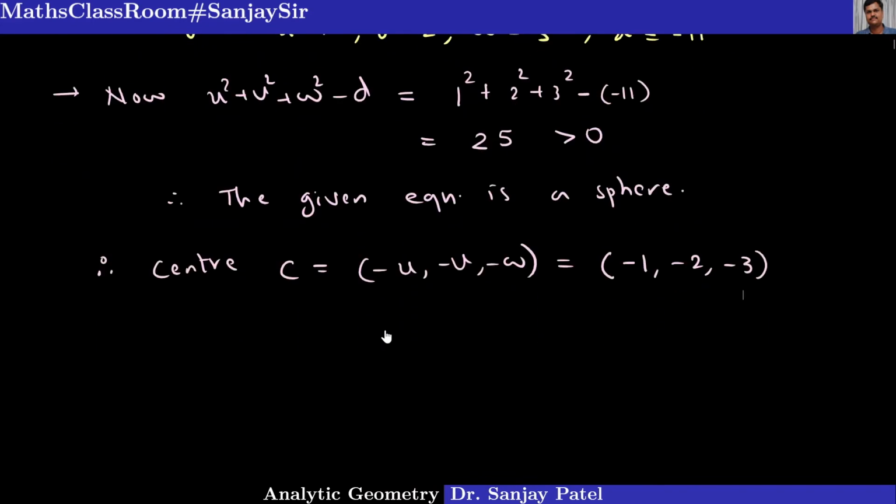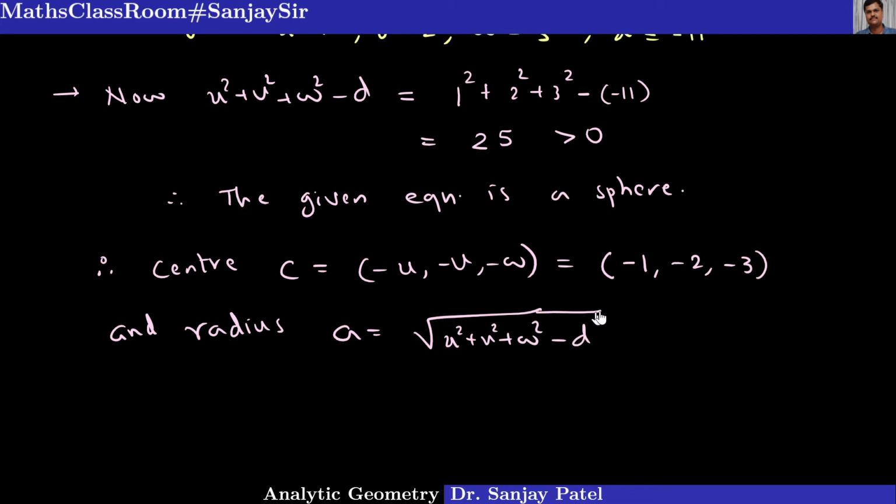And finding the radius, just take the positive square root of this condition. So the radius A is square root of u square plus v square plus w square minus d. So it is nothing but square root of 25 and it is equal to 5. So radius of the sphere is 5. So the problem is solved.